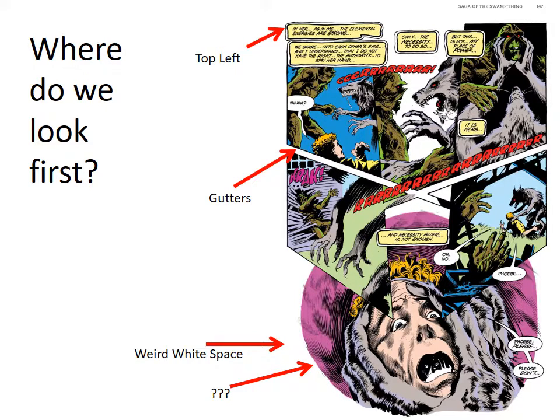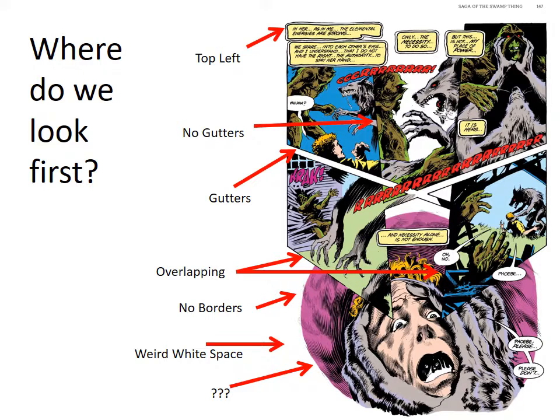There are gutters here, but there are no gutters here, so we have to figure out how these panels relate. What is the lack of gutters doing? Then there are no borders here, but there are borders everywhere else. So what is the lack of borders doing? And then these panels seem to be overlapping this round one so that they appear to be floating above it, in a weird sort of spatial thing happening here.